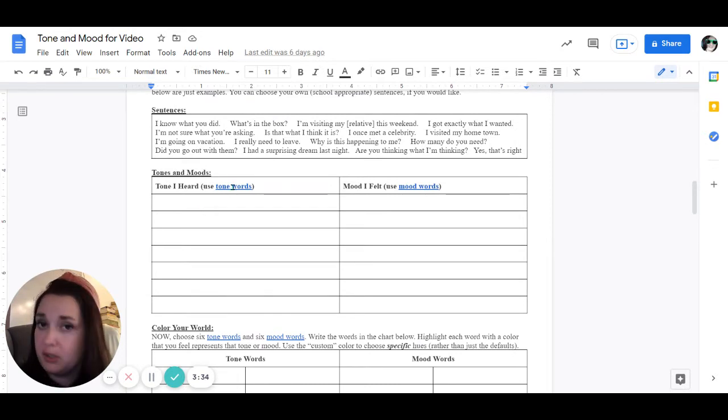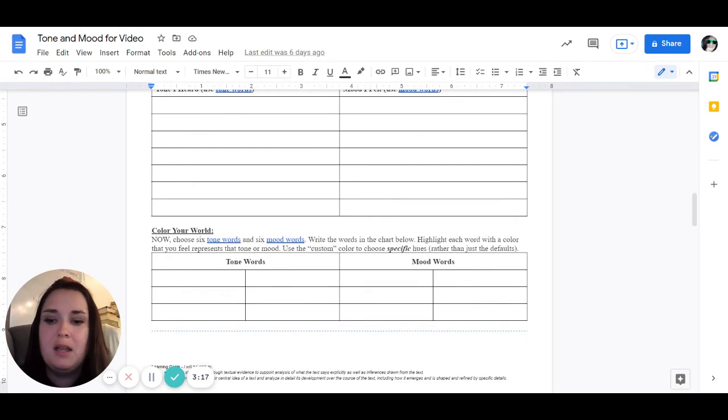So again, choose from the tone word list, looking at these tone words that they could use in the future. And then the mood that they felt in response to the tone. And I gave them examples in class too. So very simple activity, focusing on the difference between tone and mood. Then I wanted to bring them into the idea of a color board because that's what we were going to move towards. So I had them choose 6 tone words and 6 mood words and just highlight them in a color that they felt represented that tone or that mood.